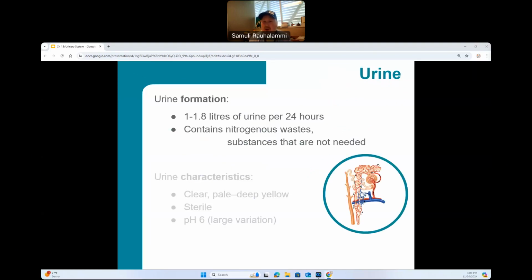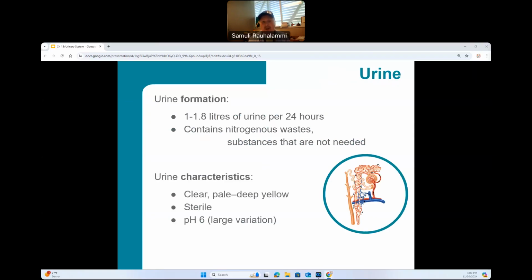If we think of how much urine is made in one day, it's about 1 to 2 liters, which converts to about half a gallon. At this point, I want to remind us that the filtrate, which we saw inside the nephron earlier, is different from urine. Filtrate contains everything that blood plasma does except proteins, whereas urine is what remains after the filtrate has lost most of its water, nutrients, and necessary ions through the process of reabsorption. Urine contains nitrogenous wastes and substances that are not needed in the body.